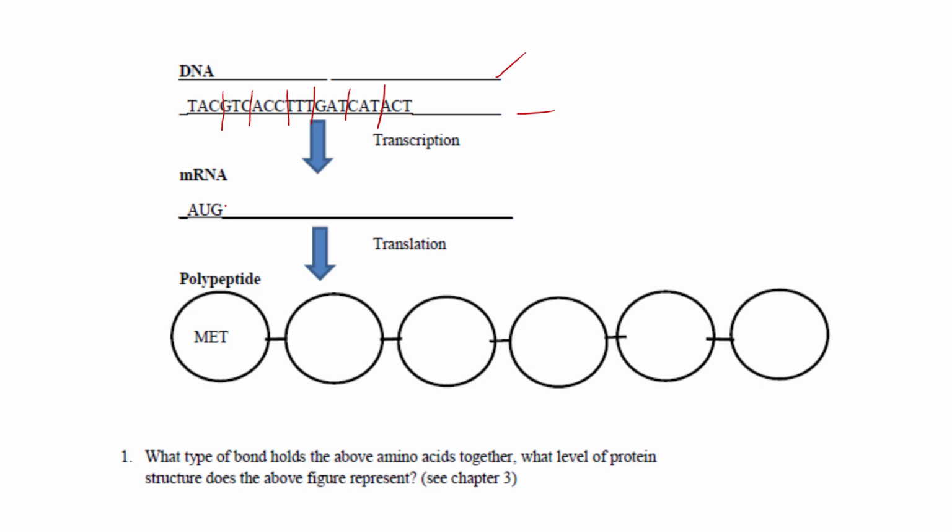TAC leads to AUG. We already did that. GTC is going to lead to CAG, right? If I get it wrong, you can fix it. ACC is going to lead to UGG. TTT is going to code for AAA. GAT is going to code for CUA, right? CUA, yeah. CAT is going to code for GUA. And ACT is going to code for UGA.